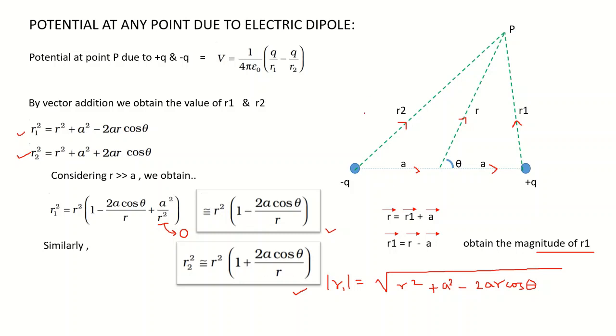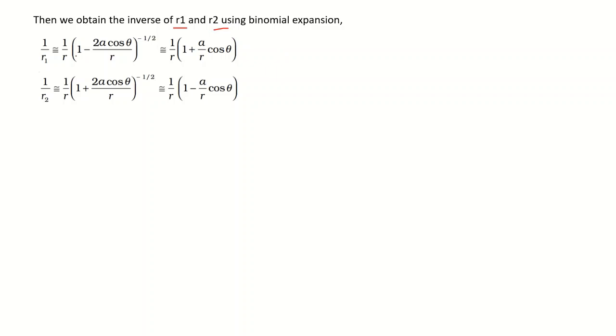But we require to focus: to obtain the potential, we require the values of 1 by R1 and 1 by R2. Here we have obtained the direct values of R1 and R2. Hence, by taking the inverse of R1 and R2 and using binomial expansion, we obtain this kind of equation. It has been written in a similar form, just putting the value of R1 in 1 by R1. The power has been shifted to minus, and the half appears due to the square root of that R square value.